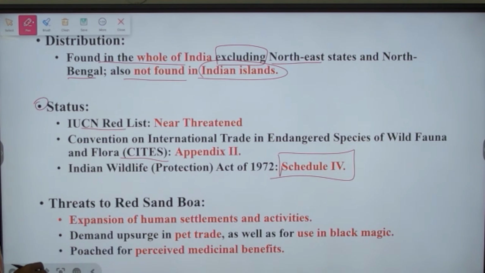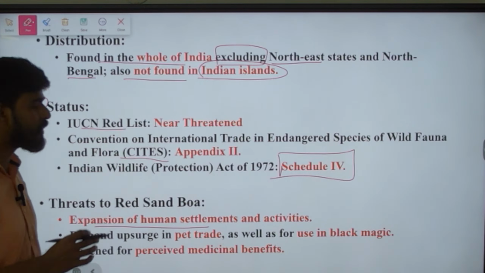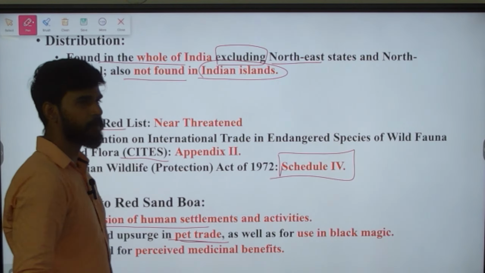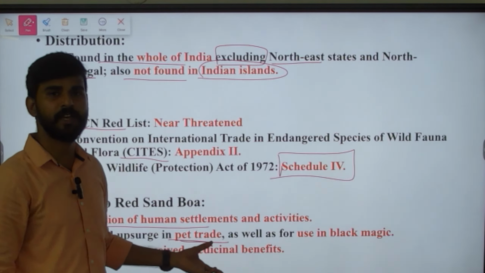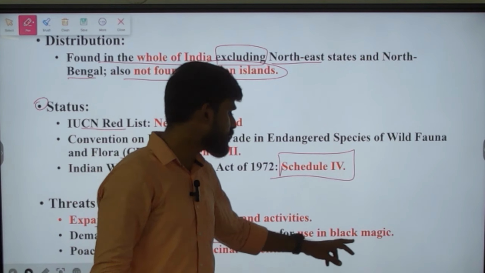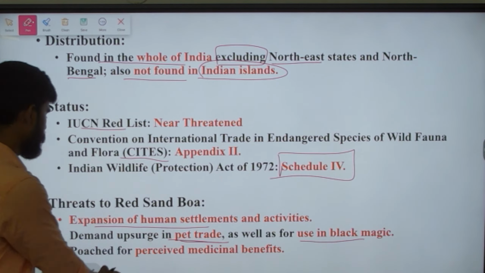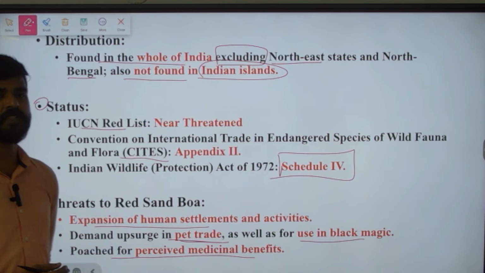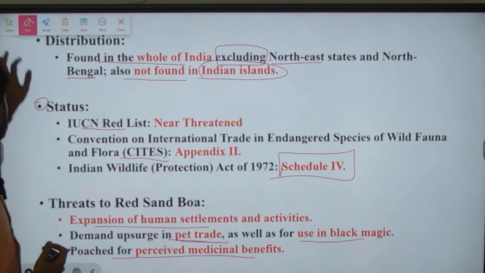Next, what are all the threats to red sand boa? First thing is expansion of human settlements and activities. Anthropogenic activities are the main reasons. Next, it is also traded as a pet. Since it is a non-venomous species, it is traded as a pet, and it is also used in black magic, which is important. Next, it is poached for perceived medicinal benefits. There are claims that it has medicinal benefits, so that is why it is being poached.